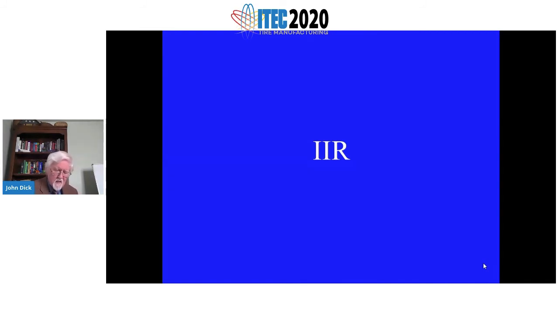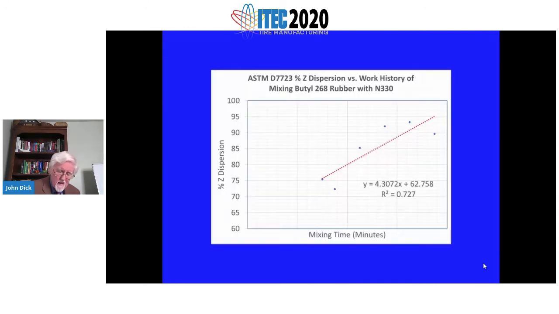So when you're looking at the percent Z dispersion with a Dispersion method, you can still predict where the state of mix is from this, even though the R square is only about 73%, but it's usable.